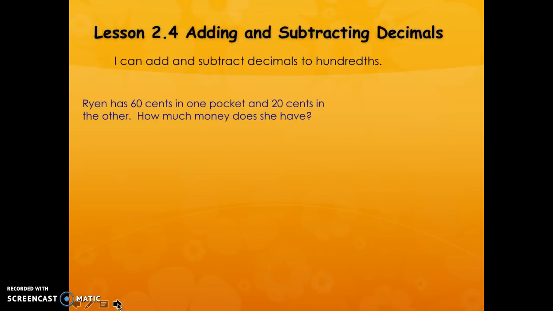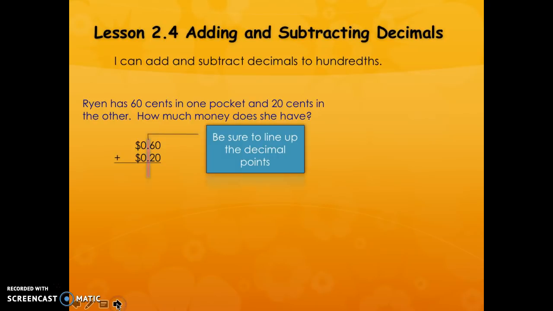All right, so we're going to start with a word problem. Ryan has 60 cents in one pocket and 20 cents in the other, so how much money does she have? Now, I would suggest stacking your numbers, and we're going to be using dollar and cents notation since this involves money. Now, really important, when you are adding and subtracting decimals, you must line up the decimal points. So if we go ahead and add these up, we start far to the right, 0, 6 and 2 is 8, and that decimal comes right down into our answer. And again, we use that 0 in the ones place with the dollar sign.